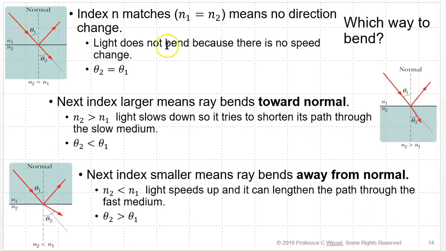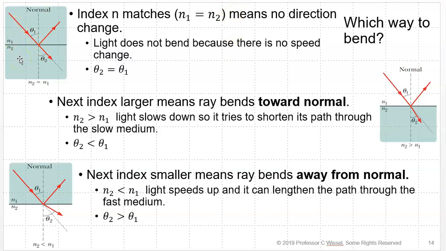We're going to take 3 different examples. So it's coming from the medium of n1 and going toward the medium of n2. We're going to ignore the reflected rays because we've already done that. We only care about the refracted rays. Okay, the first and the easiest thing is n1 equals n2. So this means these two mediums are the same.